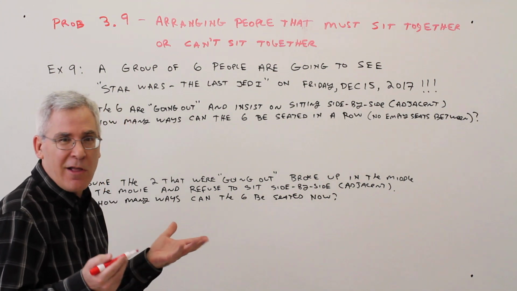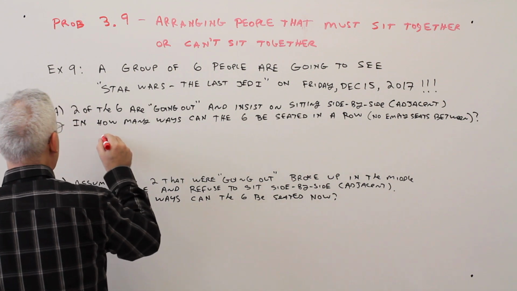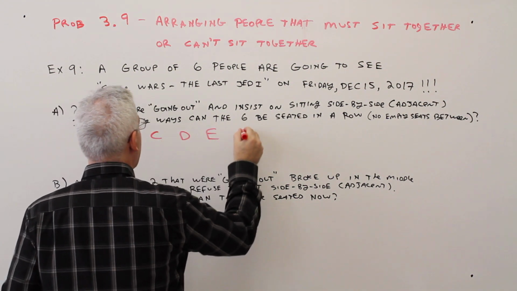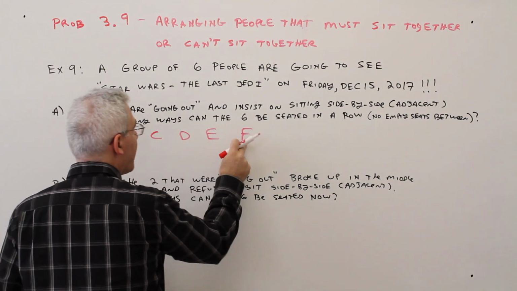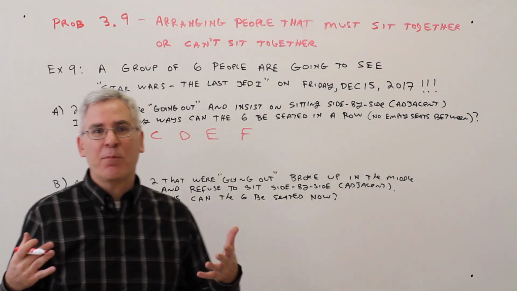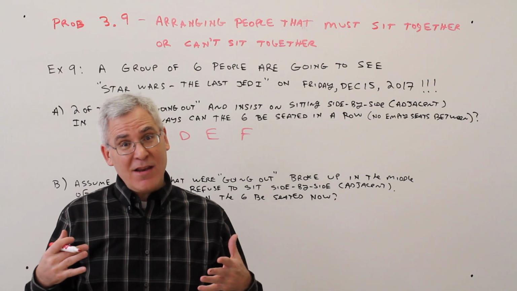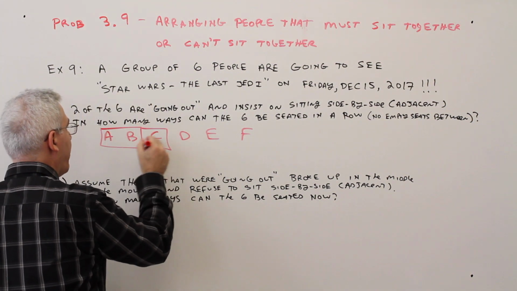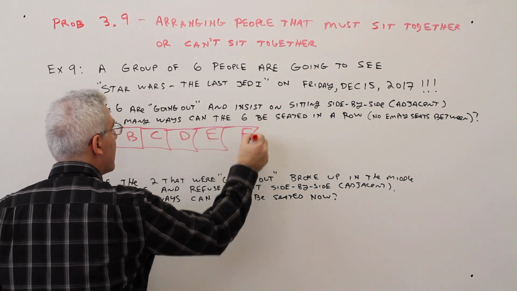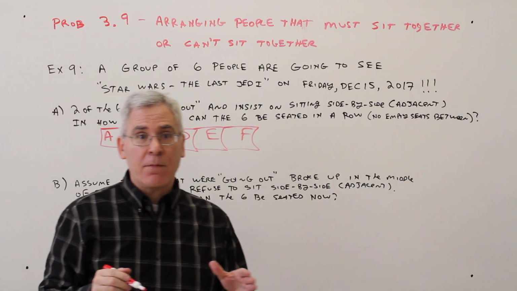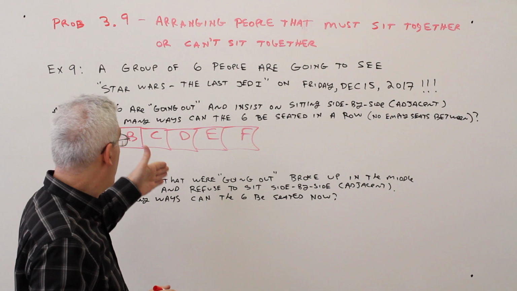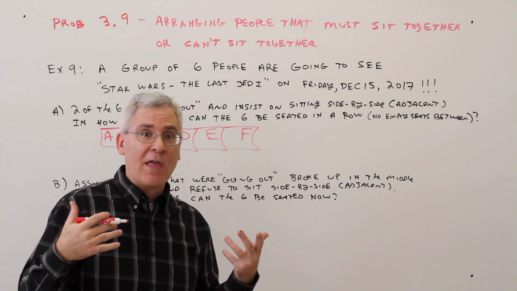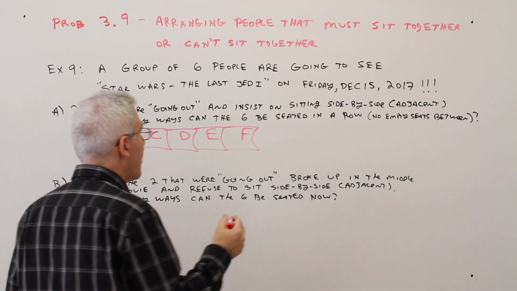Okay, so let's just call the people A, B, C, D, E, F, or 1, 2, 3, 4, 5, 6. And let's say that A and B are the people going out. If they've got to sit next to each other, we're going to block them together. Now it could be A is on the left or A is on the right, so I've got that arrangement within that block. So it's just like the previous example.